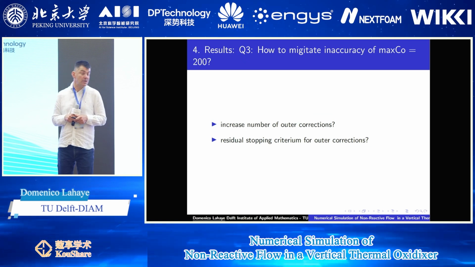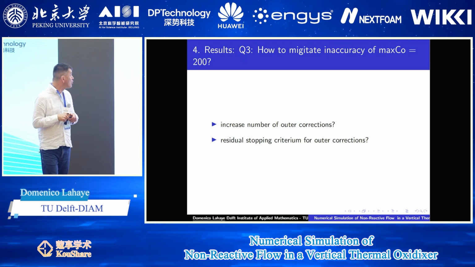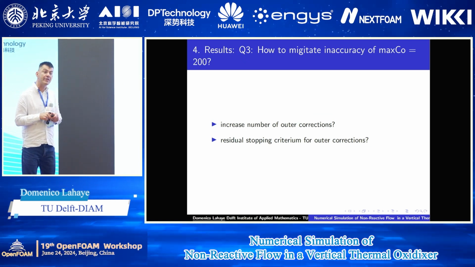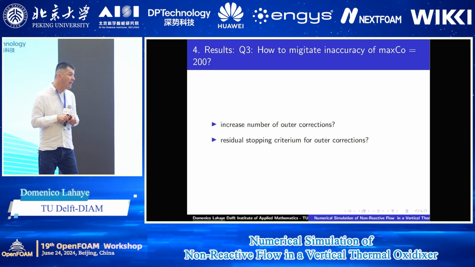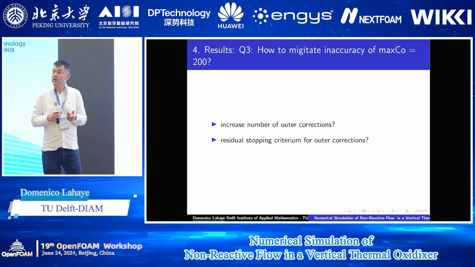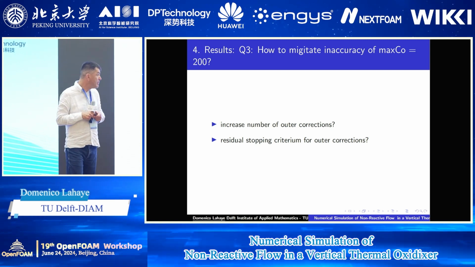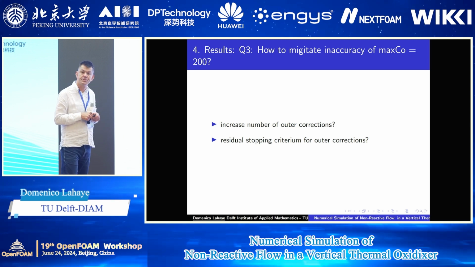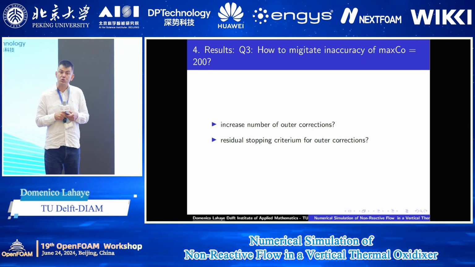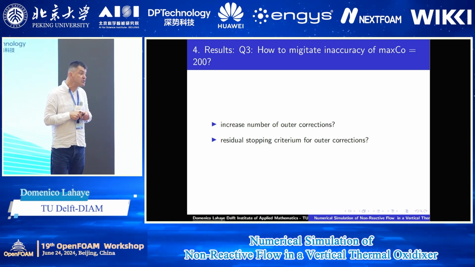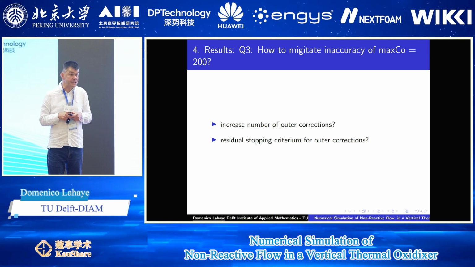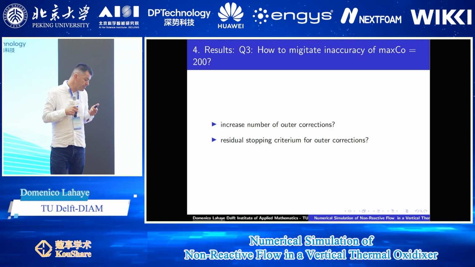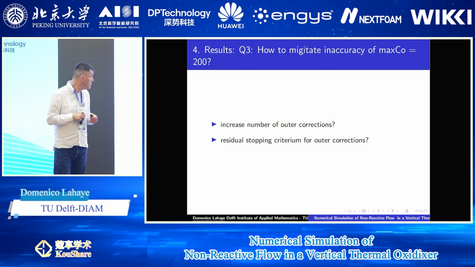Then we can ask, what can we do to mitigate the accuracy loss of Maxco 200? Is it worthwhile to increase the number of outer iterations? Should we switch to a stopping criterion for the outer corrections? Something that we can think about.